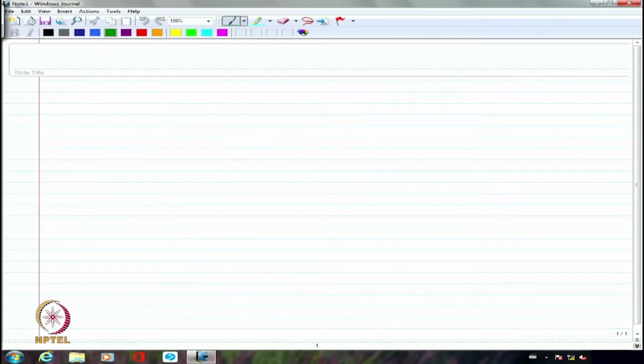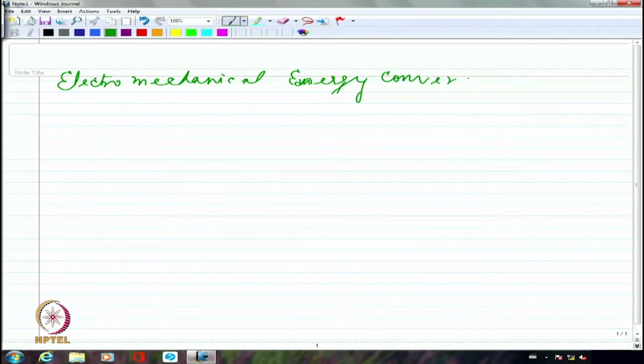Okay. So we are starting on the next topic, which is actually electromechanical energy conversion. Okay. So far what we had seen in terms of electrical machines is the transformer, which is basically a static machine.